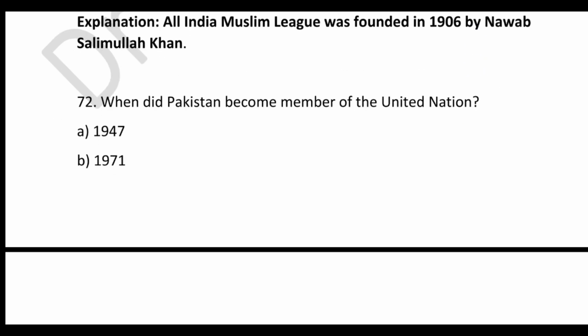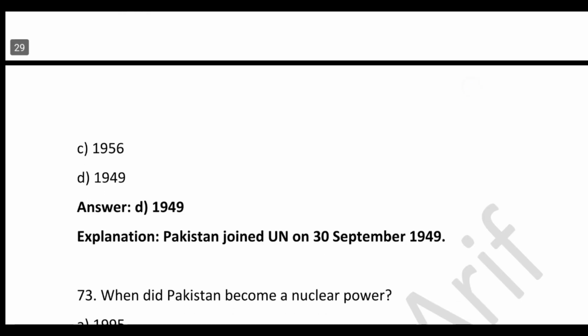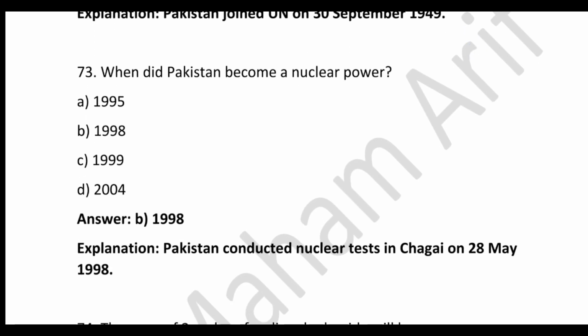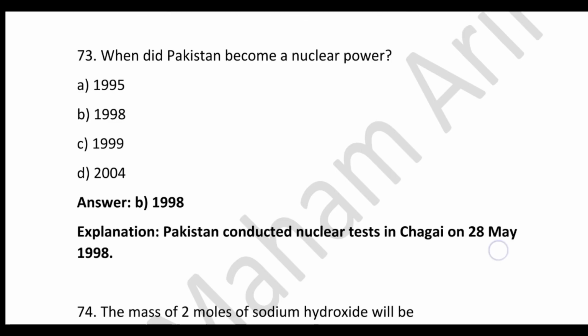When did Pakistan become member of the United Nations? Correct answer is option D, that is 1949. Because Pakistan joined UN on 30 September 1949. When did Pakistan become a nuclear power? Correct answer is option B, that is 1998. Because Pakistan conducted nuclear tests in Chagai on 28 May 1998.